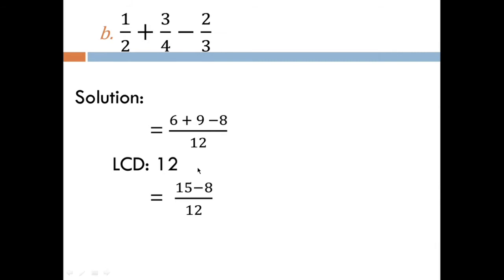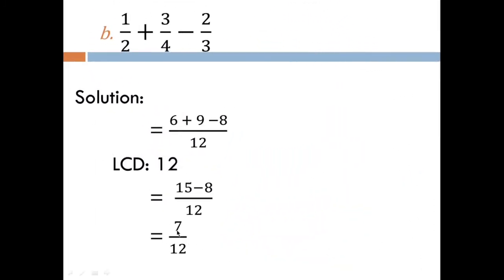Next, so 6 plus 9, we have 15. Then, minus 8 over 12. So, next, 15 minus 8, we have 7 over 12. So, that's our final answer. So, since proper fraction naman siya, so no need to convert it into mixed numbers. So, pag improper fraction, saka po natin siya gagawin into mixed number. Okay po? So, proper fraction. So, next. Okay, so let's proceed to multiplication of fractions.